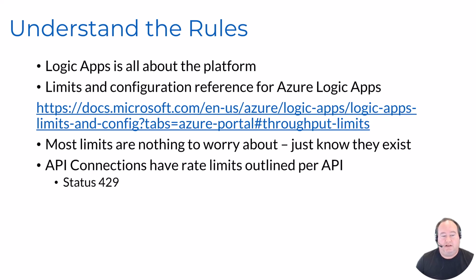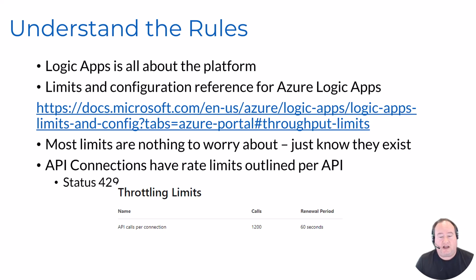The API connections, the most common thing you'll run into is rate limiting, and that's a status of 429. And this is when the Microsoft managed API is saying, hey, you've called me so many times, let's slow it down a little bit so that I don't overwhelm the API connector or your backend system. So 429 will be something you will see. And as you look at each connector, the documentation will tell you how many API calls are allowed per minute or per time interval for that call.